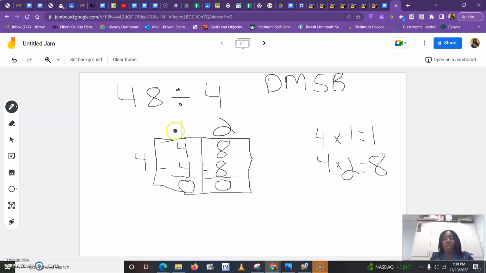So my answer is 12. And that is all. I don't have a remainder, so the answer is just 12. So I can get 12 groups of 4 out of 48. So 48 divided by 4 is 12. And I hope that helps you do the rest of the homework. So you have 3 more to go.